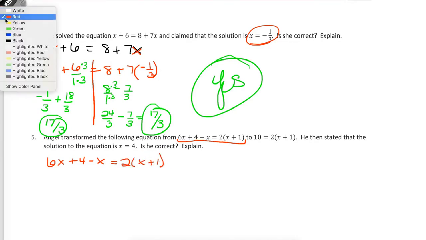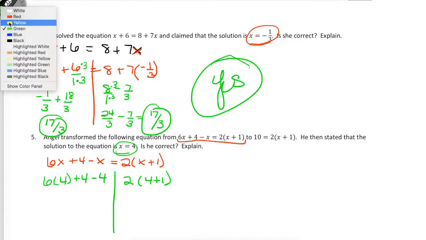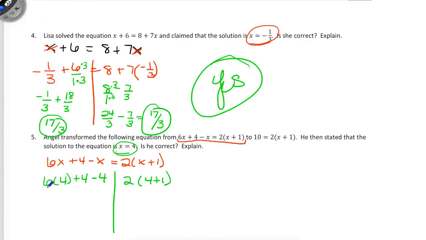And again, I'm going to swap out those x's for 4. So I'm going to say 6 times 4 plus 4 minus 4. That's all on one side. And over here I have 2 times 4 plus 1. All right. 6 times 4 gives me 24. 4 take away 4, those actually cancel. So my final answer on this side is 24.